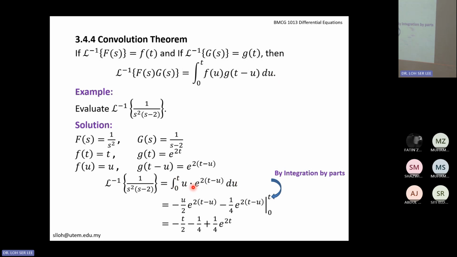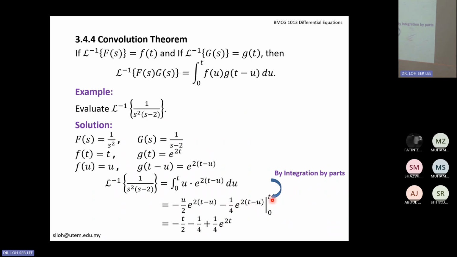So this is polynomial, this is exponential function. So we will solve using either integration by parts or tabular method. If you use tabular method, you will get this function. This one you put under differentiation, differentiate u until you get 0. And this function you put under integration and you integrate twice with respect to u. Then you get this from the tabular method.